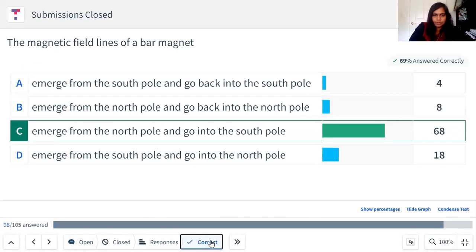Yeah, so it emerges from the North Pole and goes in towards the South Pole. That's the direction of magnetic field lines. If you got it incorrect, you need to go back, look at the PowerPoint slides and see the direction. In this class, the arrow directions really matter. If you look at the magnets and the field lines, they start from the North Pole and go towards the South Pole, curving around.